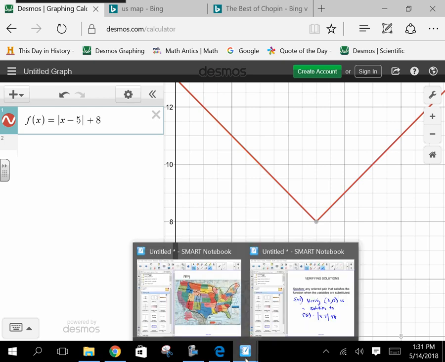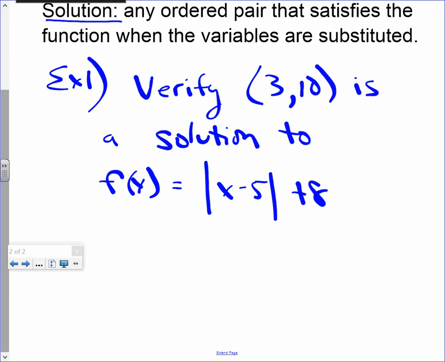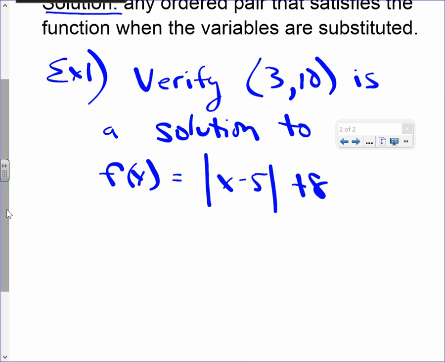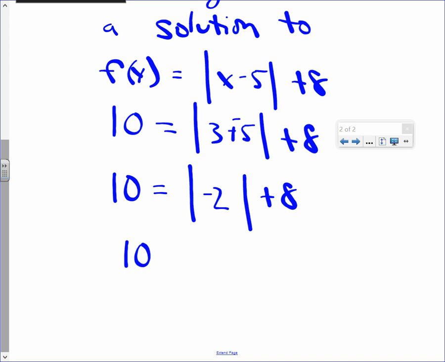The second way, though, is algebraically, which is the meat of our lesson. The second way is actually verifying it by plugging in 3 for x and 10 for f of x. Watch this. Wherever I see f of x, I'm replacing with 10. Do it with me. Wherever I see x, I replace it with 3. The left side and the right side should be the same if it's a solution. In other words, it should satisfy. 3 minus 5, that's going to be a negative 2, plus an 8. What's the absolute value of negative 2? 2 plus 8. So I got 10 equaling 10. It satisfies. In other words, that's a true statement.